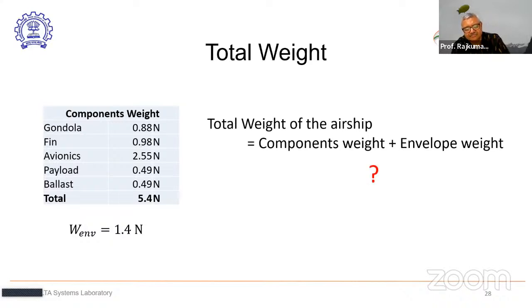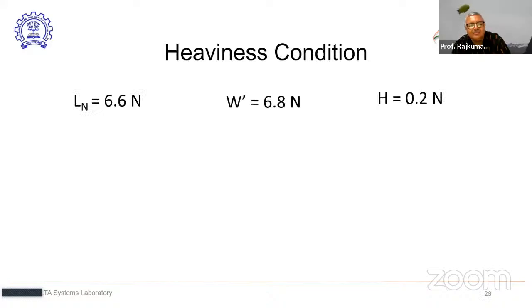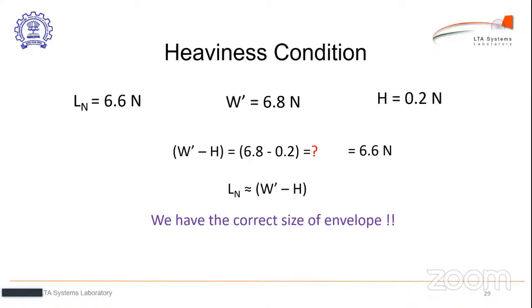How much is it? 6.8 newtons. So now, no need to do any calculations. Ln is 6.6, W is 6.8, and heaviness is 0.2. So what is the value of W dash minus H? It is 6.6. And that is exactly matching with the net lift required. So therefore, 0.65 meter is the correct size of the envelope.